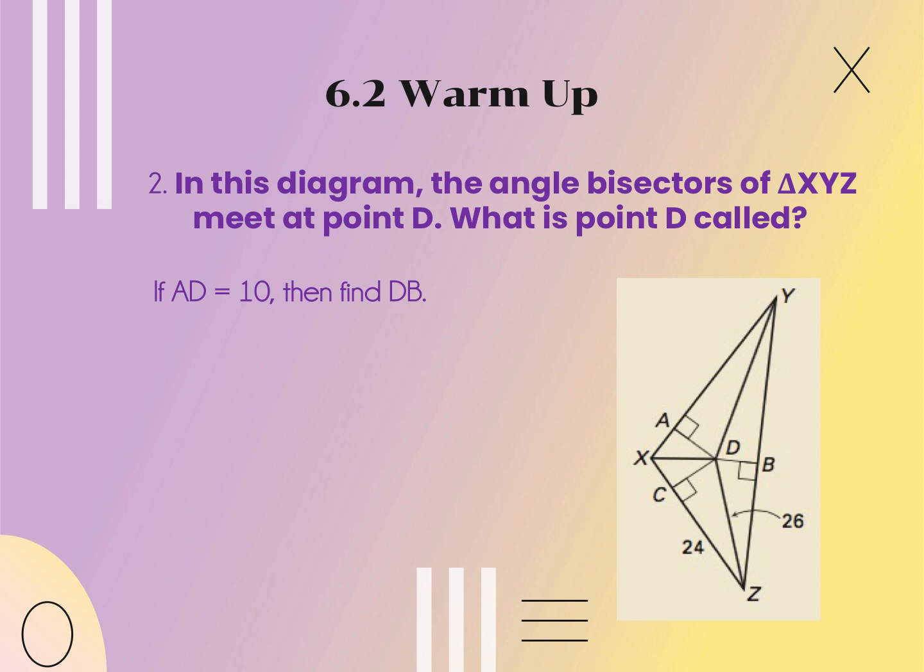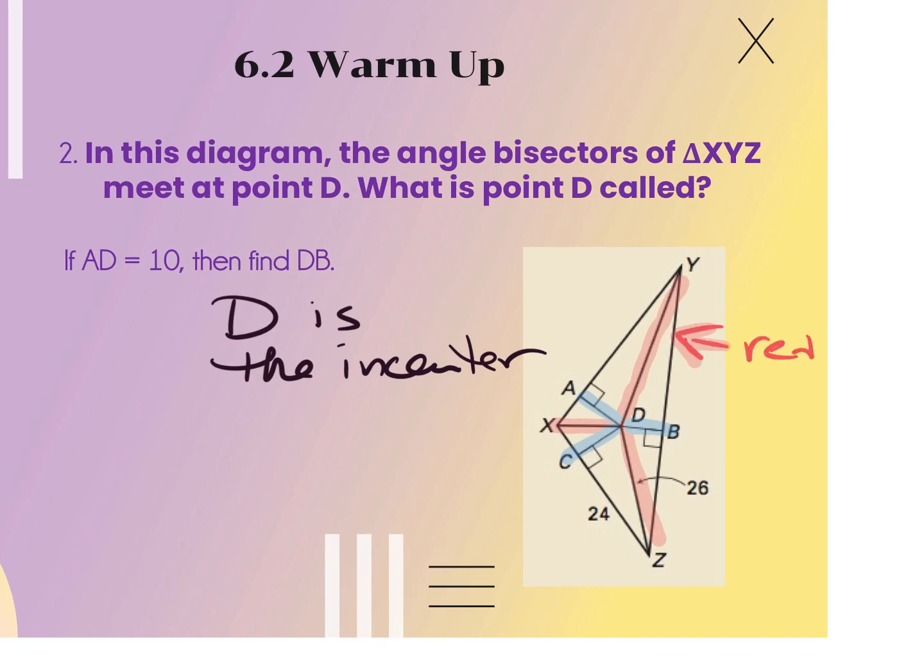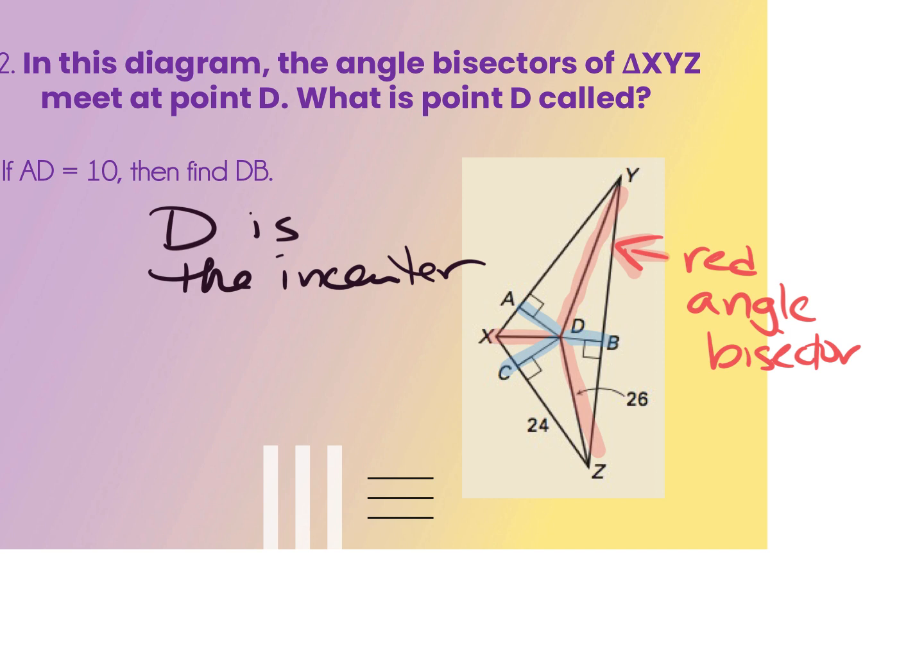So for this one, in this diagram, the angle bisectors of triangle XYZ meet at point D. What is point D called? What is the point of concurrency for the angle bisectors? The incenter. So point D is the incenter. And remember, the incenter is going to be equidistant from the sides. So in this picture, all of the red lines are my angle bisectors. They're going to the vertices. All of the blue lines, these are my equidistant segments. They're not perpendicular bisectors. So the red are the angle bisectors. The blue are the equidistant segments that are going to each of the sides from that incenter.